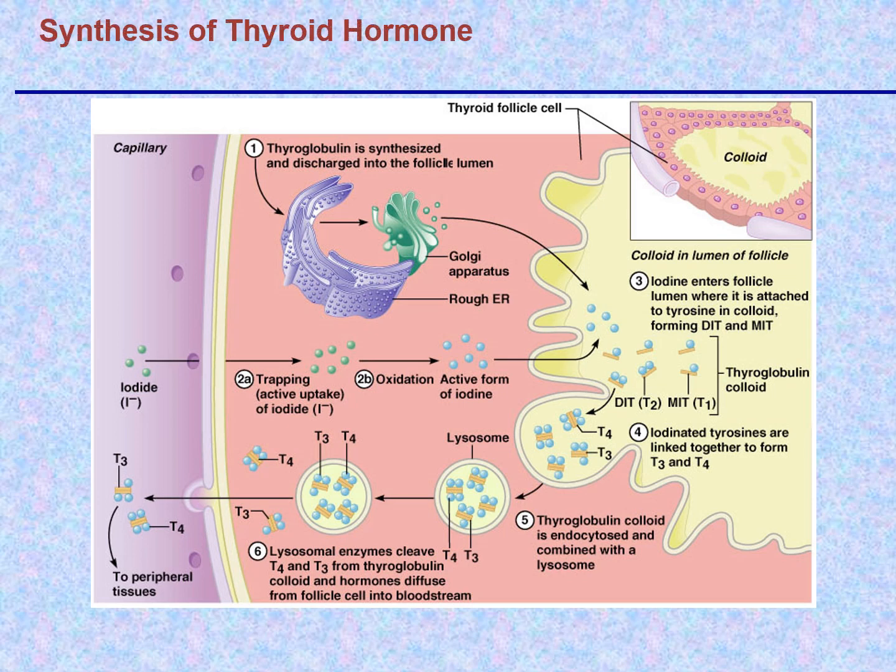Here's a diagram that goes through the whole synthesis process, resulting in the end in T3 and T4 production and release. I'm not going to get into the details of that, but generally it's a production of thyroglobulin and binding of iodine to that thyroglobulin, and then it goes through a synthesis process resulting in T3 and T4 production and release into the bloodstream.